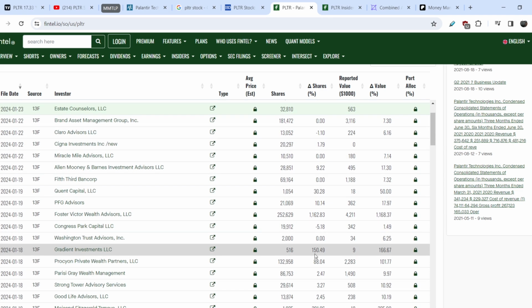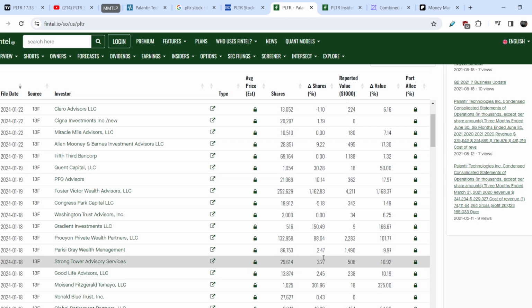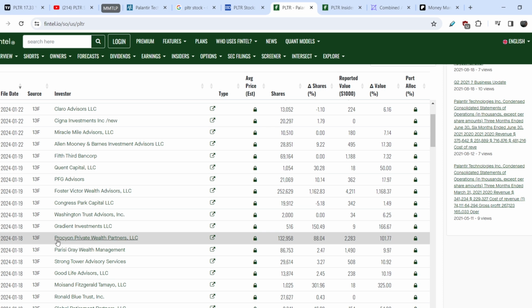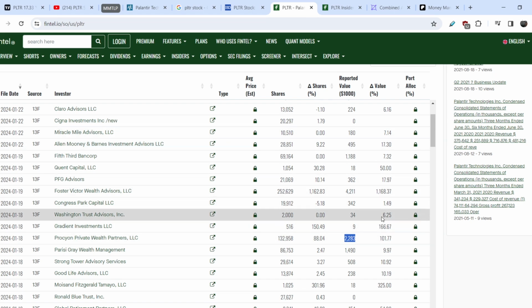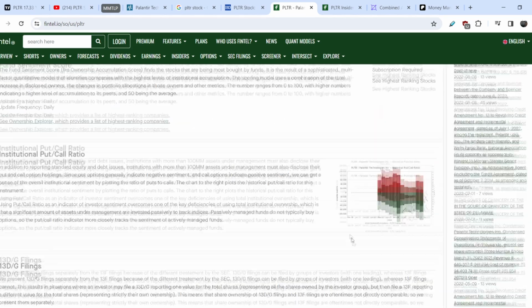As you can see, if the number in this column is positive, it means that this company added to its long position. And for example, Pricon Private Wealth Partners added 88% to its position, and their total value becomes $2.283 million.